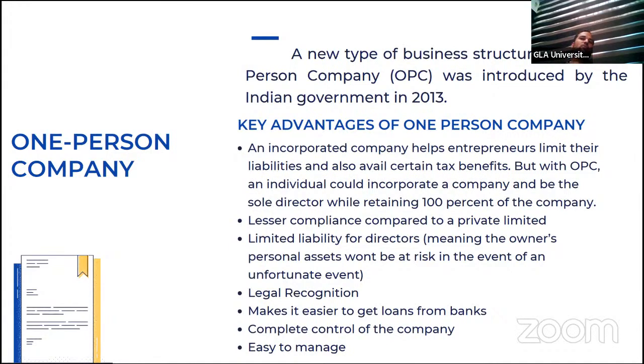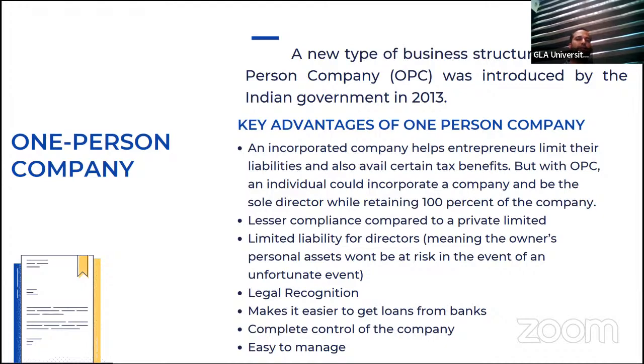What are the advantages of OPC? Number one, it is an incorporated company. For example, a private limited company gets a CIN number, company identification number. So your OPC will also get a CIN number, right? It will help the entrepreneurs, limit their liabilities, and also avail certain tax benefits, right? In OPC, there is only one director who holds 100% of the shares of the company. Lesser compliances compared to private limited, right?